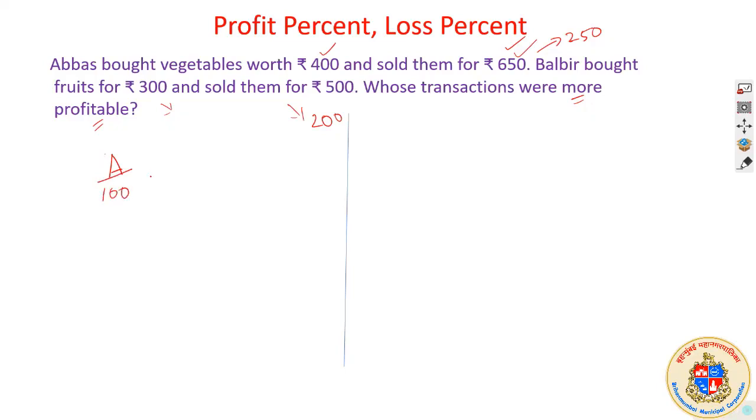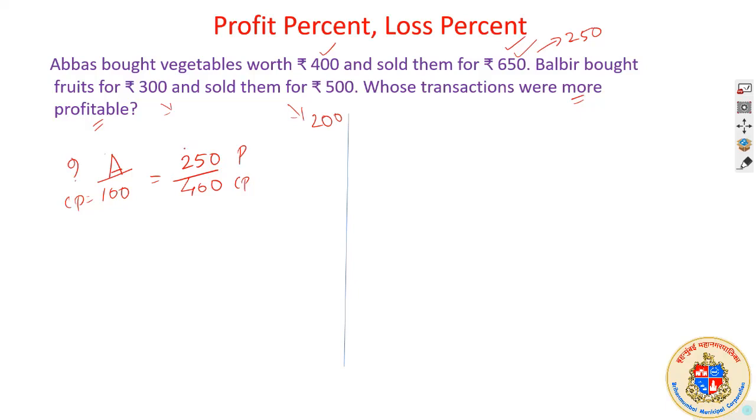So I will write A upon 100. What Abbas actually got was 250, by investing 400 rupees. That is what really happened. Price of Abbas, and this is the profit he got. So if cost price is equal to 100, how much will be Abbas's profit? This is what we are trying to understand.